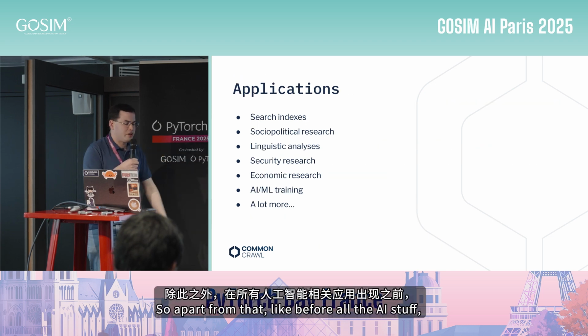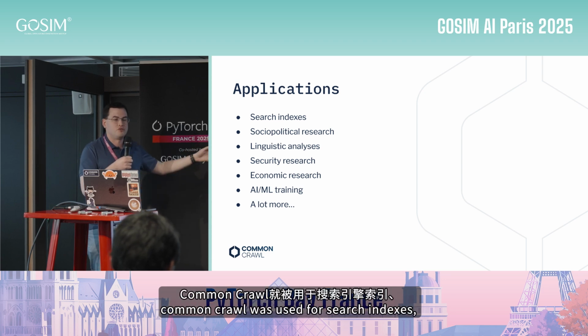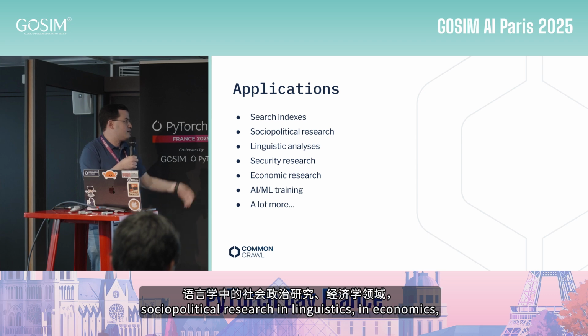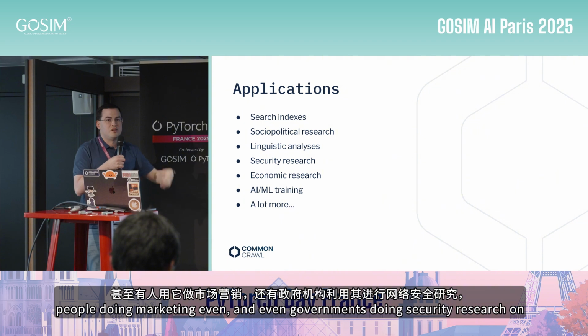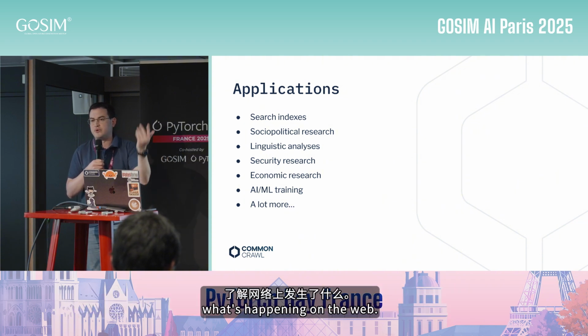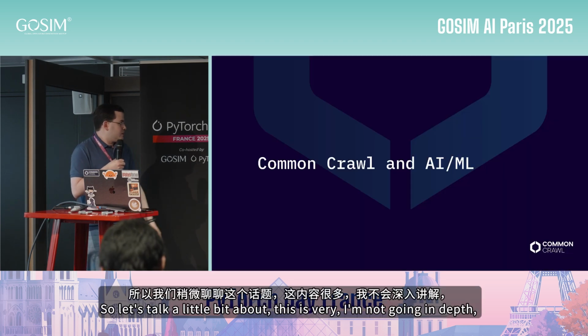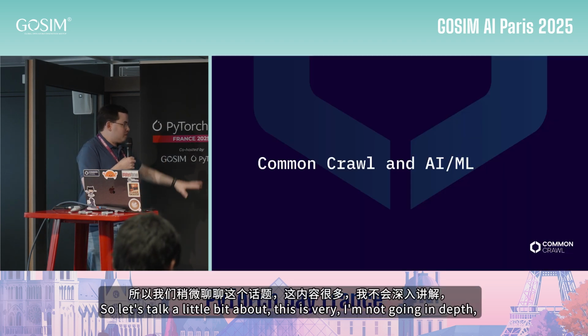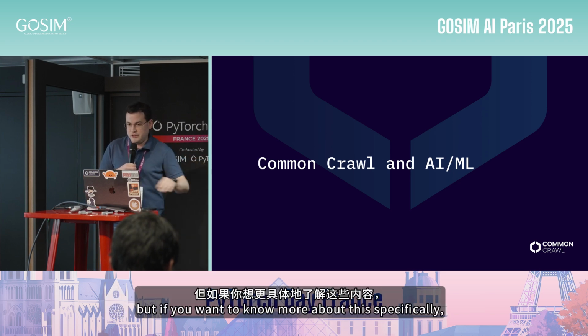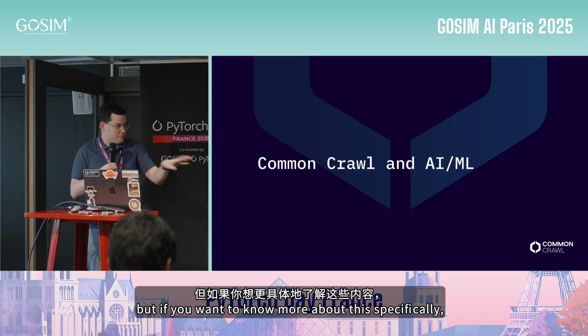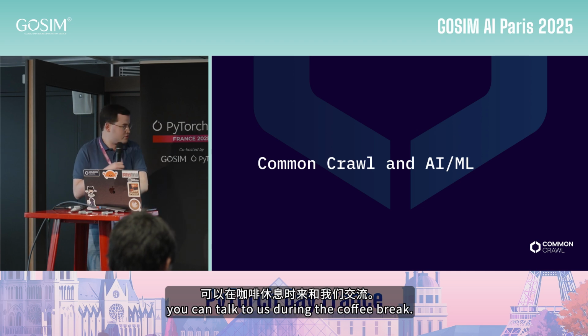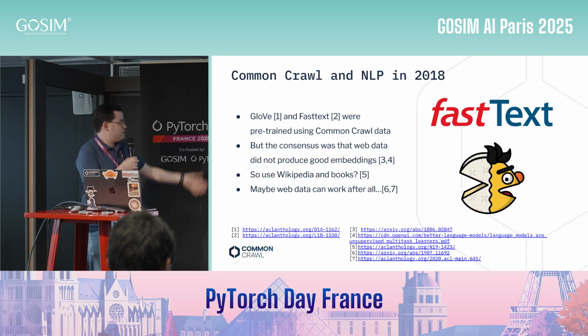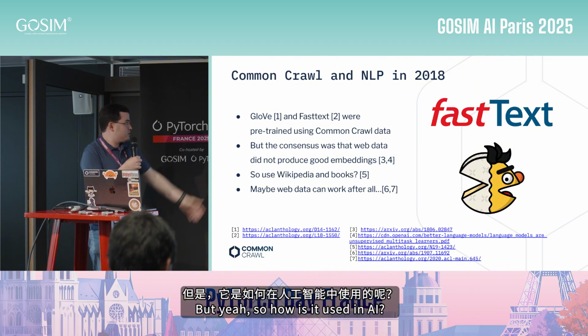So, okay, apart from that, before all the AI stuff, Common Crawl was used for search indexes, socio-political research, in linguistics, in economics, people doing marketing even, and even governments doing security research on what's happening on the web. So okay, let's talk a little bit about this. I'm not going in depth, but if you want to know more about this specifically, we can talk afterwards during the coffee break. But yeah, so how is it used in AI?